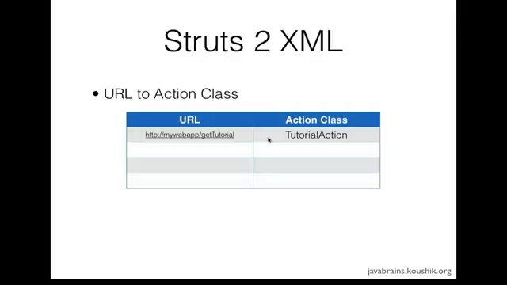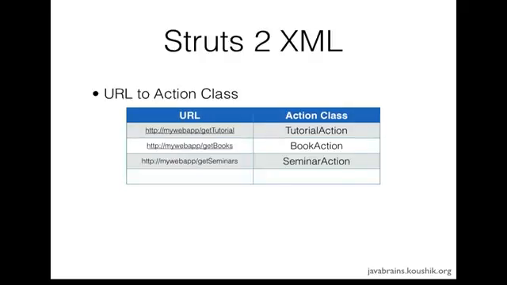And of course, this does not have to be one. You can have multiple mappings like this. Say I have a couple more URLs. I have a get books, which fetches all the books that a user is interested in, and I have a book action that takes care of getting that response. And I have a get seminars URL, and then I have a seminar action that addresses that URL request. So I can have multiple URLs mapped to multiple action classes. And this is the information that I will store in my struts XML.